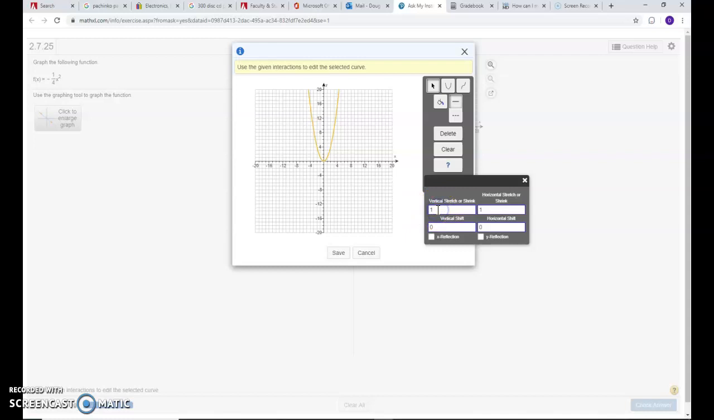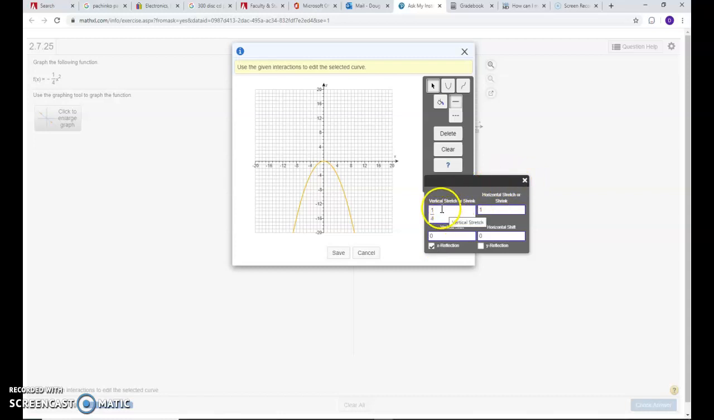Now, what about your vertical stretch or shrink? Well, that's going to be the 1/4 that's in front here. So your 1/4 is your vertical stretch or shrink. We also know that it has to be reflected across the x-axis. That makes it go upside down and appear how it needs to be.